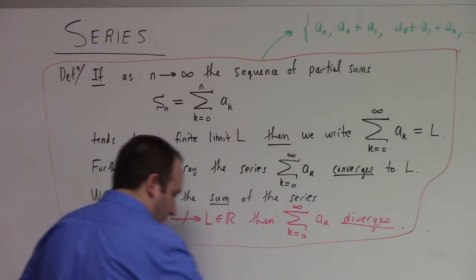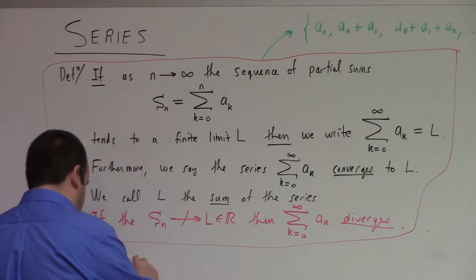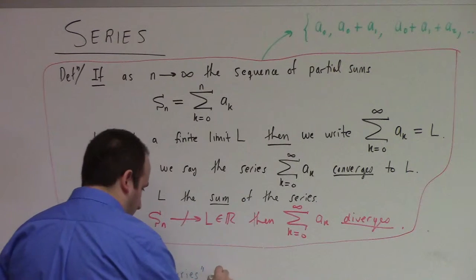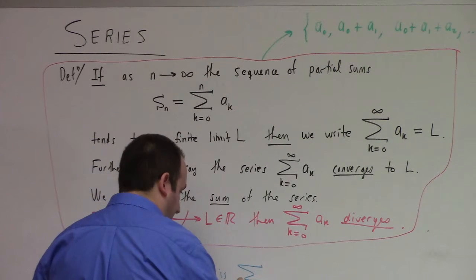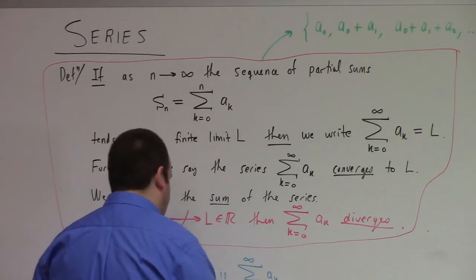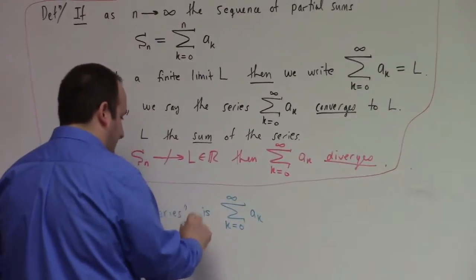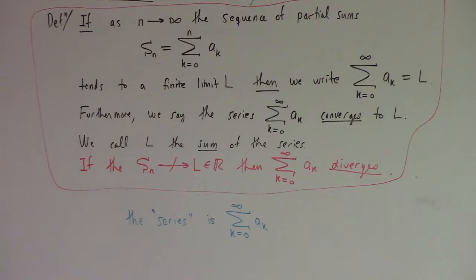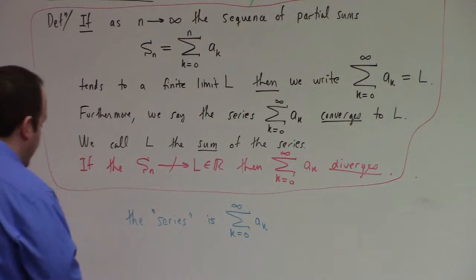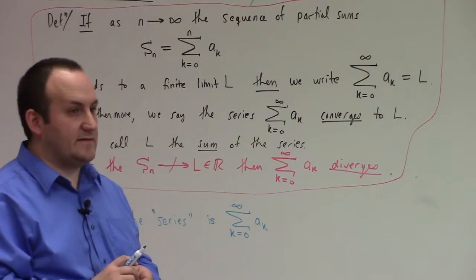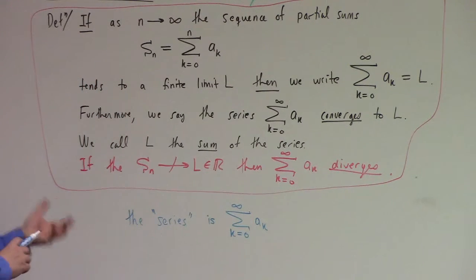Just to be clear, the series is this thing. And I say this thing somewhat ambiguously because this thing may or may not be a real number. In the convergent case, it's a real number. Its sum is L. But it doesn't have to be that. The sequence of partial sums could diverge to infinity. It could oscillate. It could do all kinds of crazy nonsense. But the series is nevertheless defined.